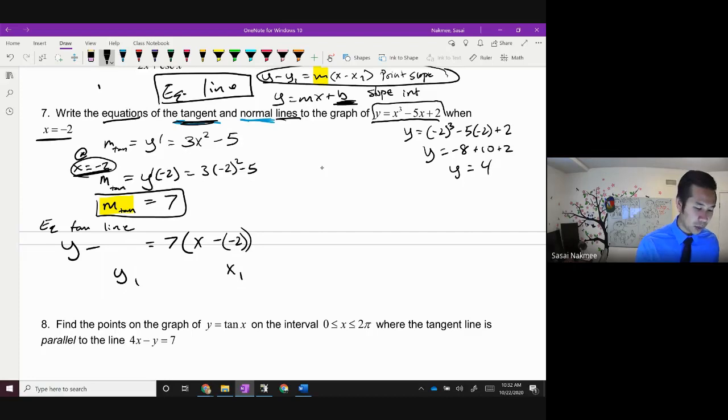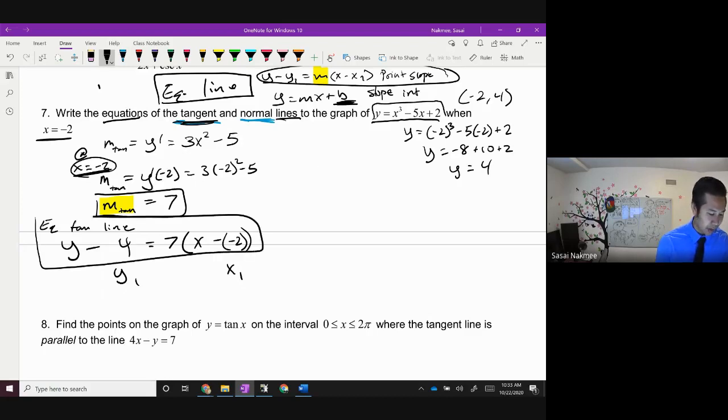All right, so the point that is in question is -2, comma 4, and I plug that into here. y minus 4 equals 7 times x minus negative 2, and that right there is your answer for the equation of a tangent line.